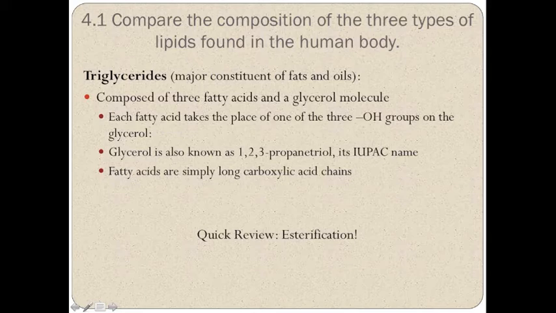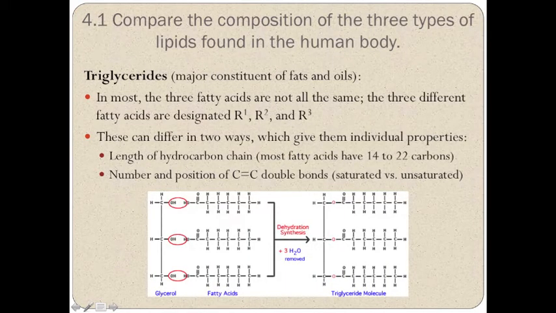In the scientific community, glycerol is also known as 1,2,3-propane triol. The fatty acids are simply long carboxylic acid chains. And if you guys remember from the lectures in class, this is directly related to the process of esterification. It's important to note that the three fatty acids are not all the same. They're different because they are designated R1, R2, and R3.